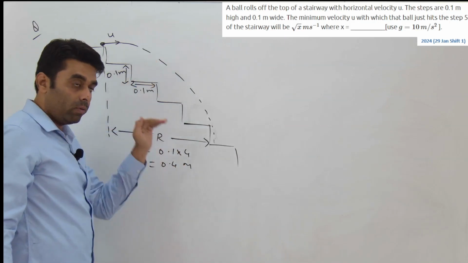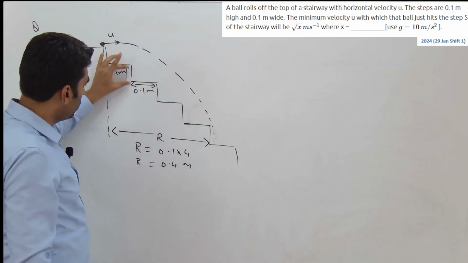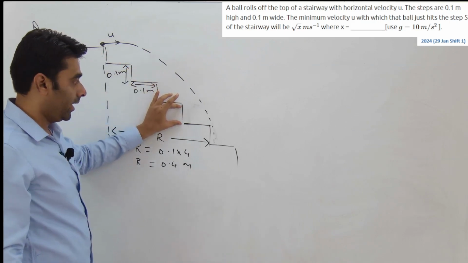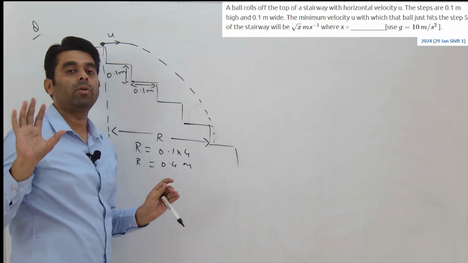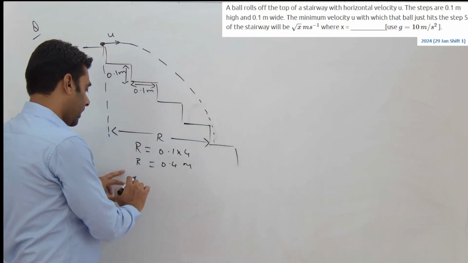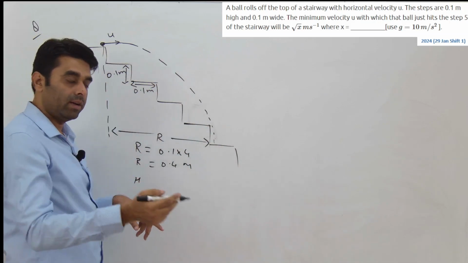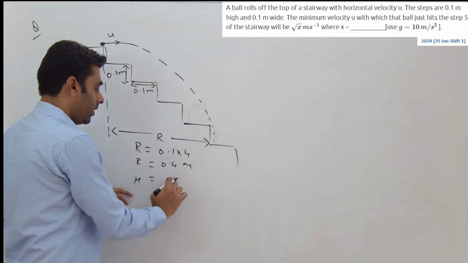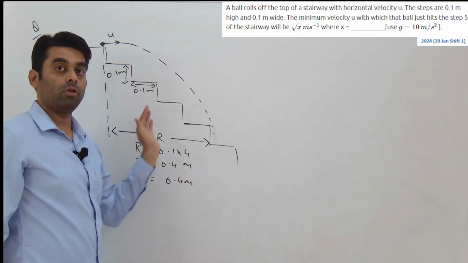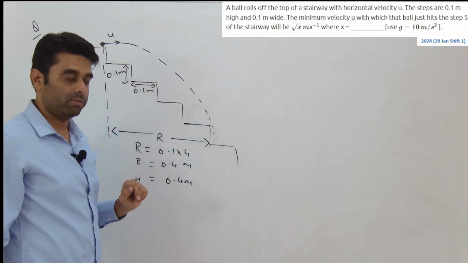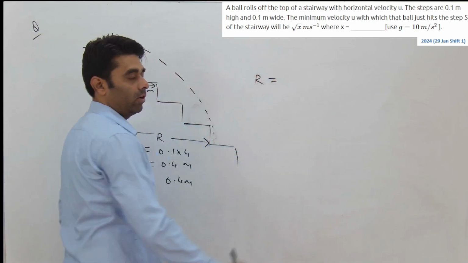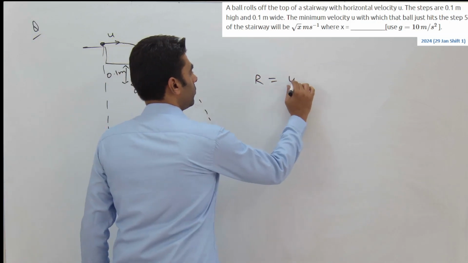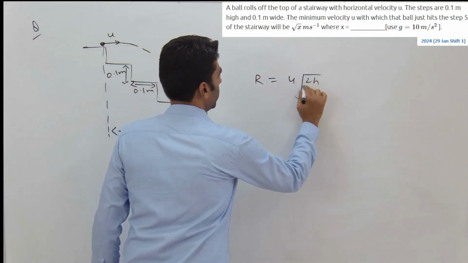How much down should it come? It should come 1, 2, 3, 4, right? If it covers this much vertical distance, automatically it will come onto the fifth one. So R, we have got 0.4. Similarly, the height it should come down is again 0.4 meter. It should cross 4, then it will reach the fifth one. Now this is the range formula. What is our range formula in horizontal projectile? R is equal to u root over 2h by g.